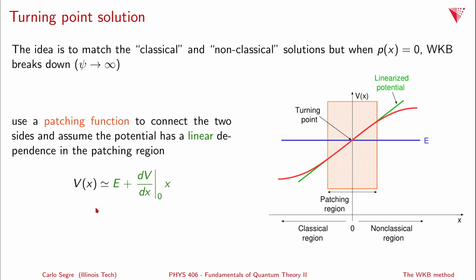So we can then approximate the potential in the patching region by E, which is the energy at the turning point, plus the derivative of V with respect to x evaluated at 0 times x. That gives you a rising potential that's linear in the patching region. If we choose the patching region the right size, this linear approximation will be quite good. And because we're using a linear approximation, we'll be able to solve the differential equation, the Schrödinger equation, and get a function.